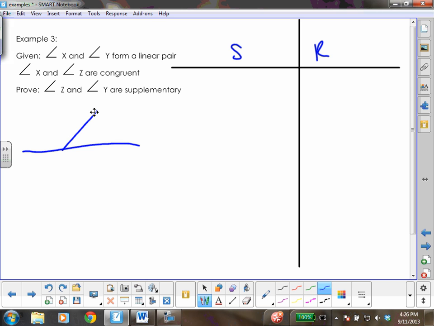So angle x and angle y are a linear pair. So this can be angle x and this can be angle y. And z is another angle in my picture, and z and x are congruent.